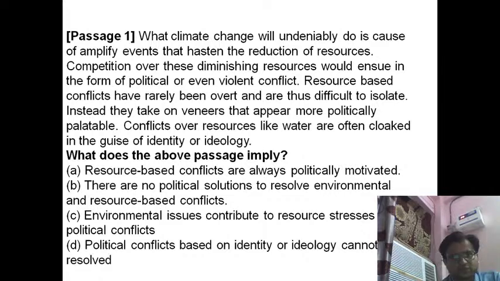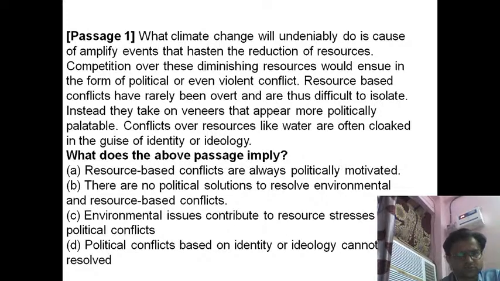What climate change will undeniably do is cause or amplify events that hasten the reduction of resources. Competition over these diminishing resources would ensue in the form of political or violent conflict. Resource-based conflicts have rarely been overt and are thus difficult to isolate. Instead, they take on veneers that appear more politically palatable. Conflicts over resources like water are often cloaked in the disguise of identity or ideology. This is the small passage we are given here, and we are asked the four options.